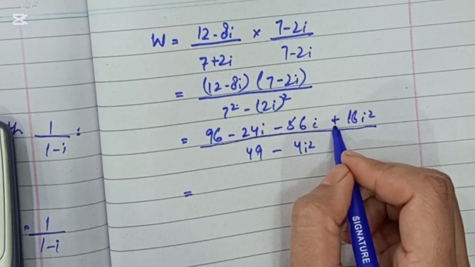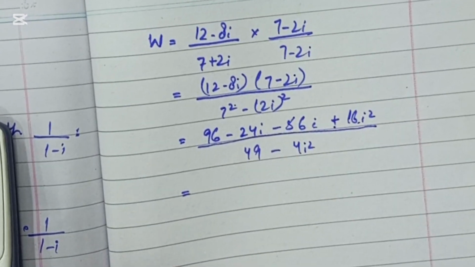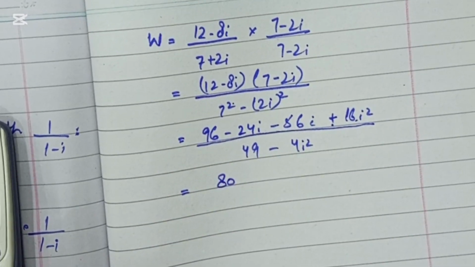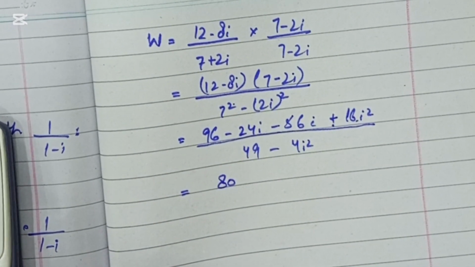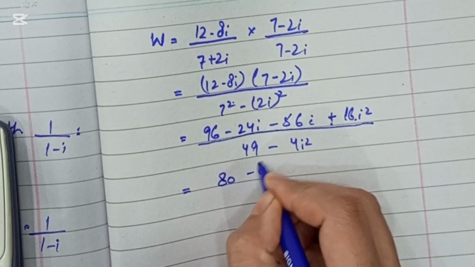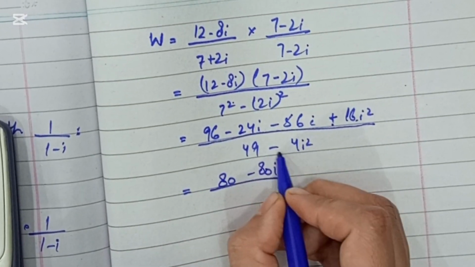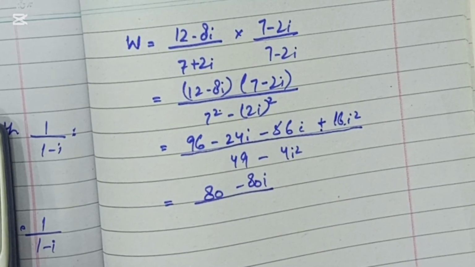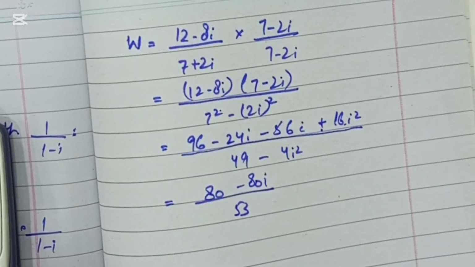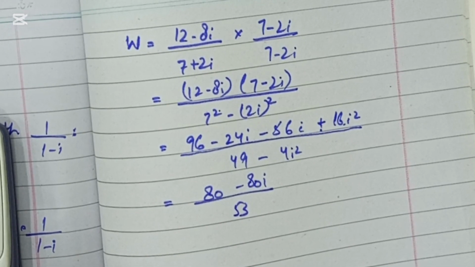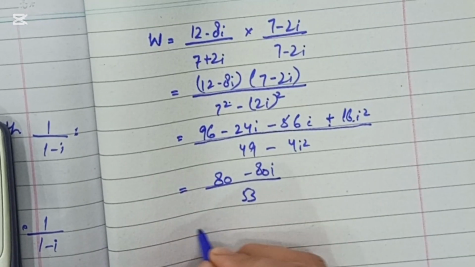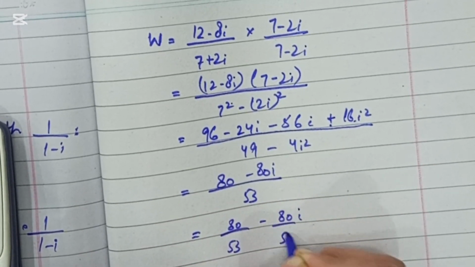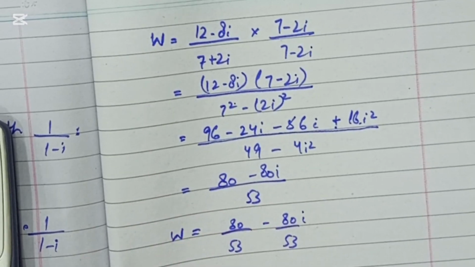Okay, this iota square will change the sign. It's minus 16. 96 minus 16 is 80. Minus 24 minus 56 is minus 80 iota. This iota square will also change the sign. 49 plus 4 will be 53. Now let me check if it can divide. No, it cannot be further divided. So we will write it like this. This is the value of W.